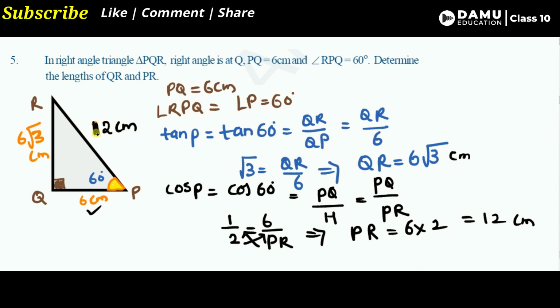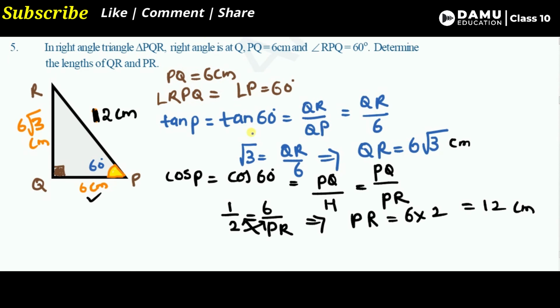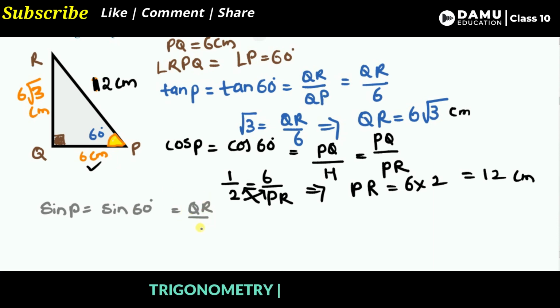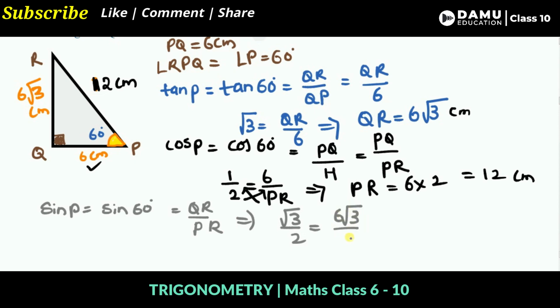Or you can go with another method. What is the other method here? You can go with sine P also. So sine P you can calculate here as well. Sine P will be equal to sine 60 degrees. So sine 60 degrees will be equal to the opposite side QR by the hypotenuse PR. So that means sine 60 degrees, that implies root 3 by 2, will be equal to QR, we know that is 6 root 3, whole divided by PR.